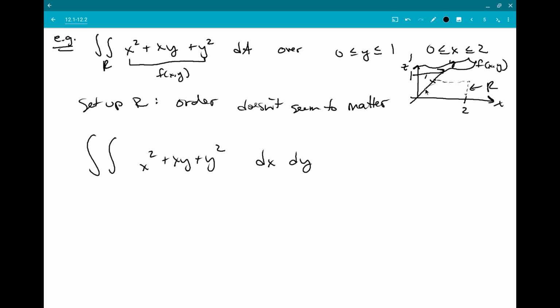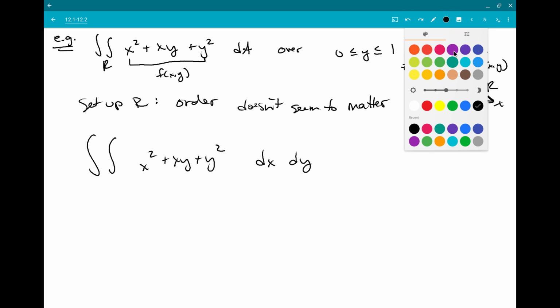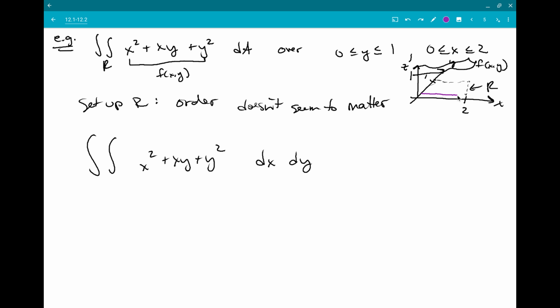My dx bounds always tell me going from left to right. Let's try different colors maybe. So going from left to right, I fill in my x bounds. The leftmost bound is x equals 0, and my rightmost bound is x equals 2 right there. So my lower bound for x is 0, and my upper bound for x is 2.